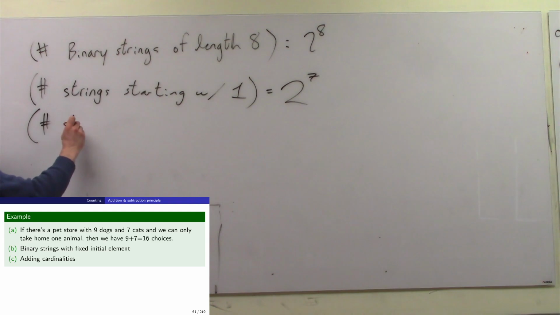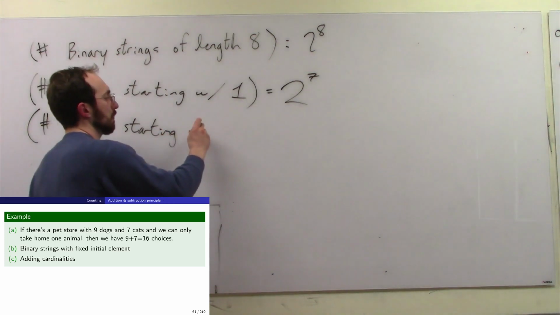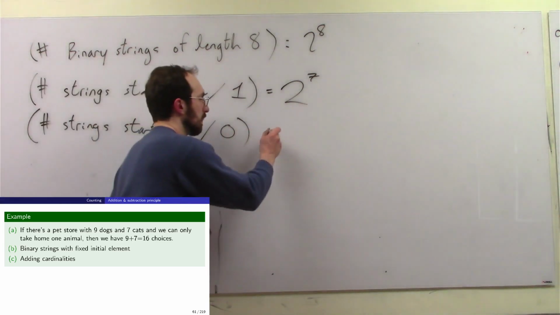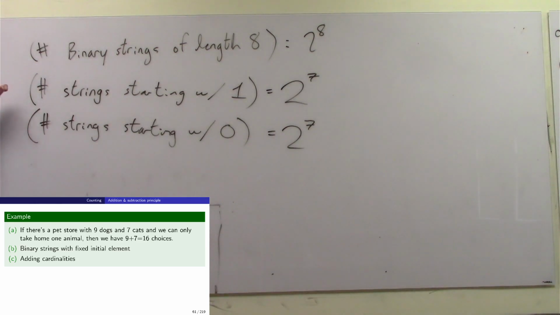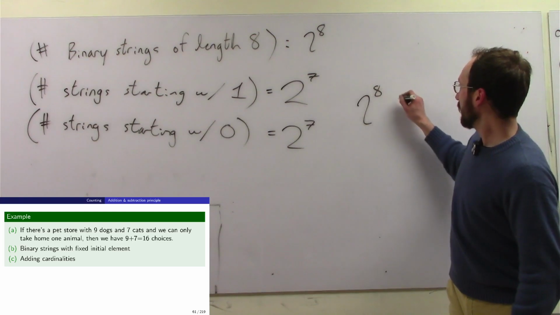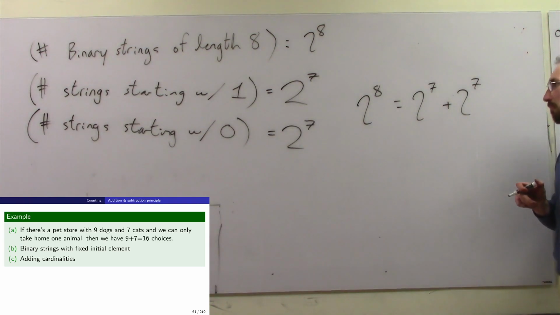We can also calculate the number of strings that start with a 0, right? If it doesn't start with a 1, it starts with a 0. In fact, we'll actually get the same count here. We get 2 to the 7. And I guess I just said it a second ago, but these are the only 2 ways to build your binary string of length 8. You either start with a 1 or you start with a 0. So we actually have 2 to the 8 equaling 2 to the 7 plus 2 to the 7.